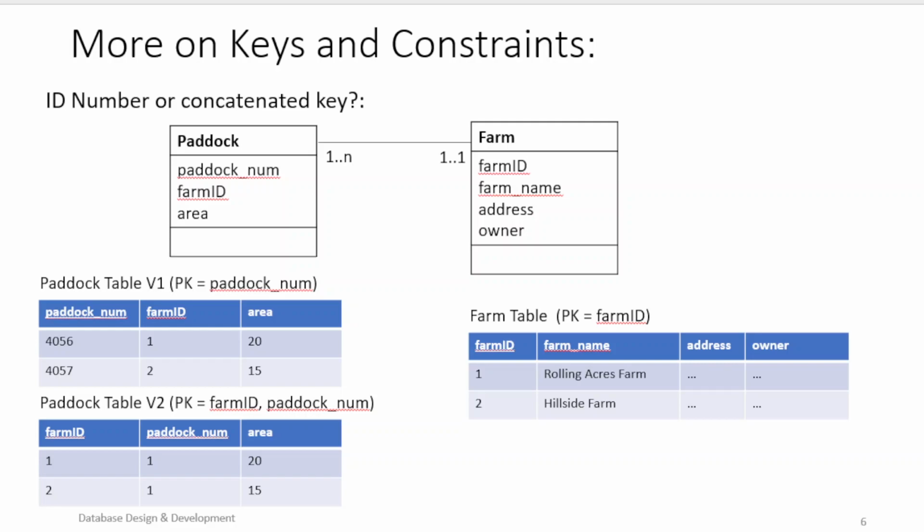So do you want an ID number or do you want a concatenated key? Like in the example here, we've got a single ID number in the paddock table V1. We're using just the paddock number. For the farm table, we're using just a single number there. And we're using a concatenated one in the lookup table, or the transitional table you can put together.